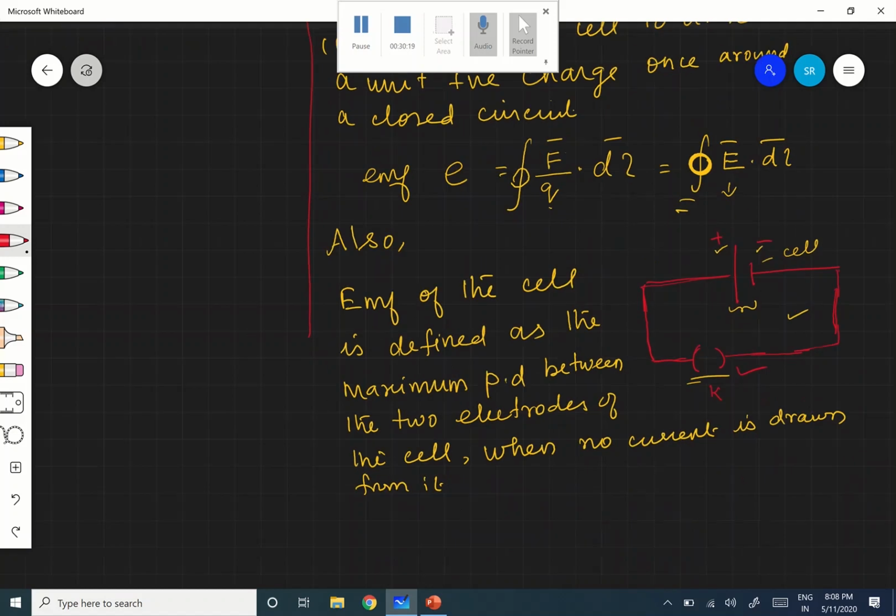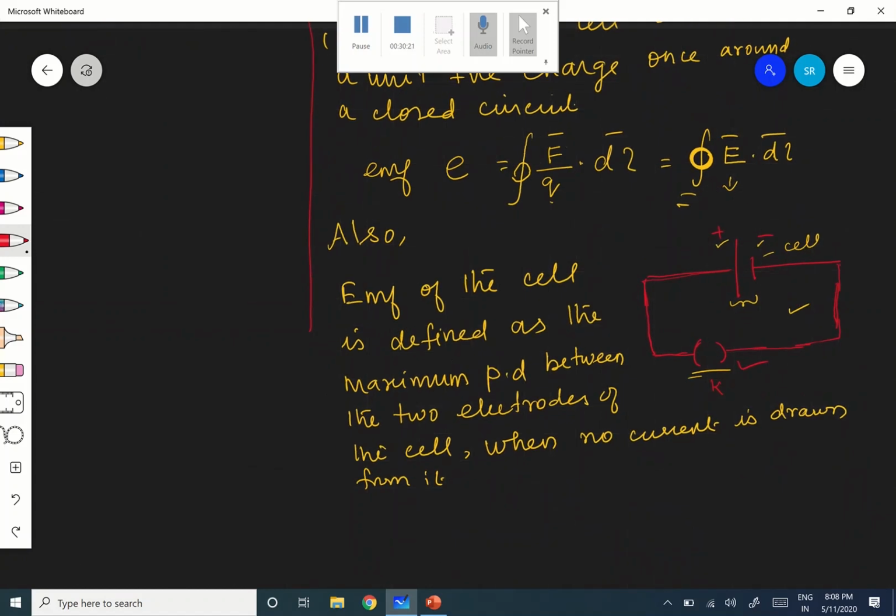Now in that case, what is the potential difference? The maximum potential difference between the two electrodes of the cell when no current is drawn from it, or when the cell is in the open circuit.